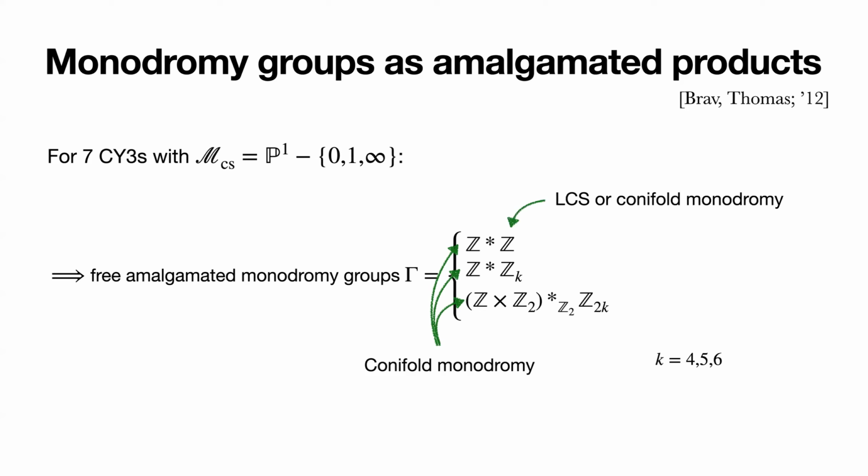Here in the Z times Z, the second monodromy would be a large complex structure or conifold monodromy. That's just what it is in these examples. And in the other 2 cases, you would have a Landau-Ginzburg monodromy of order 4, 5, or 6, where, sorry, I'm mixing it up. The second row corresponds to the quintic, which is Z times Z5. And in the other cases, K equals 4 and 6, you would have a Z8 or a Z12 monodromy.